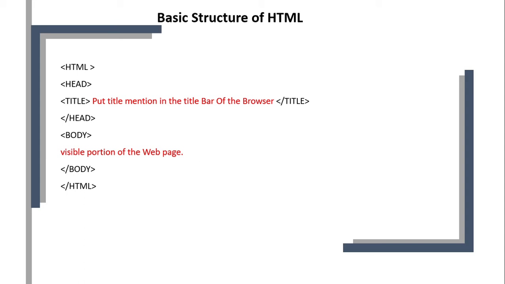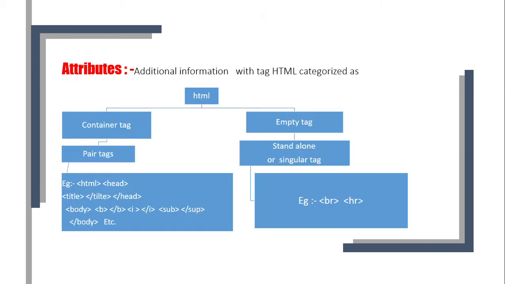Now after this, the next thing is attributes. Whenever we have a body section, body is your tag. But suppose we want to give additional information about that particular tag, we call that attributes. Whenever we start HTML programming, there are tags. The tags are also in two partitions. What are they? We have a container tag and the empty tag.